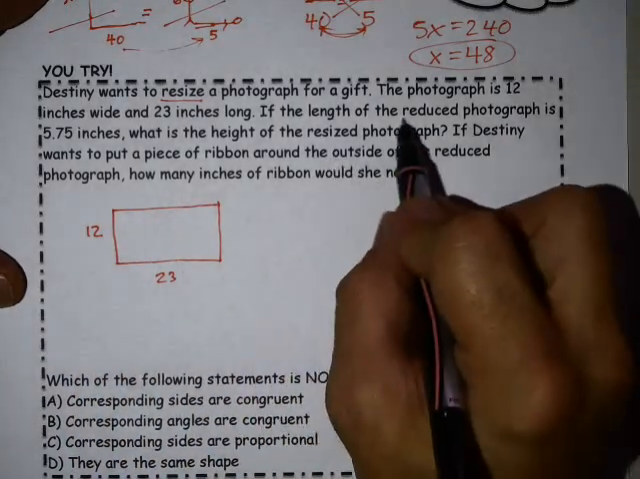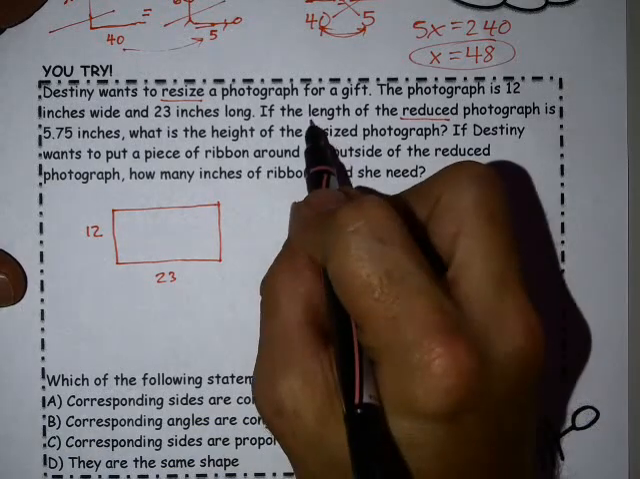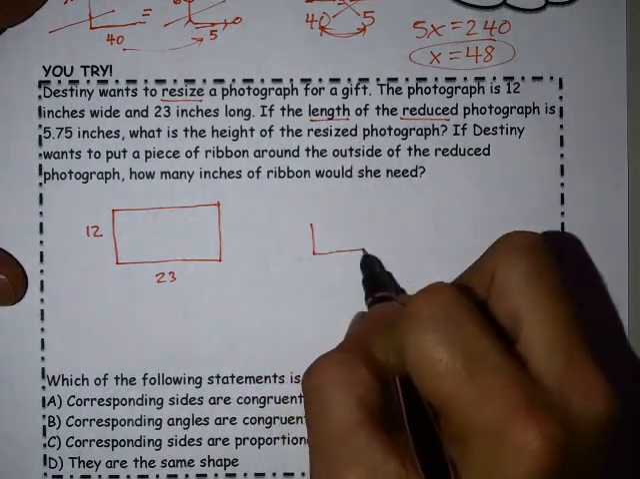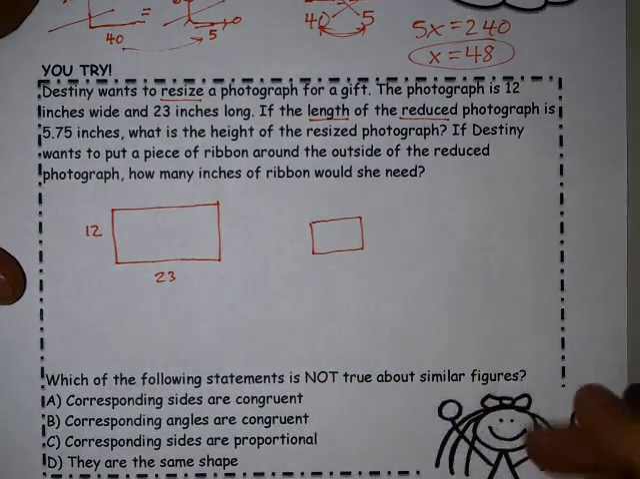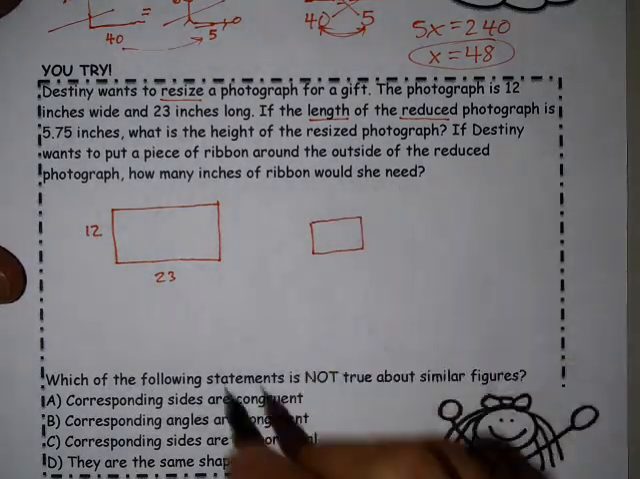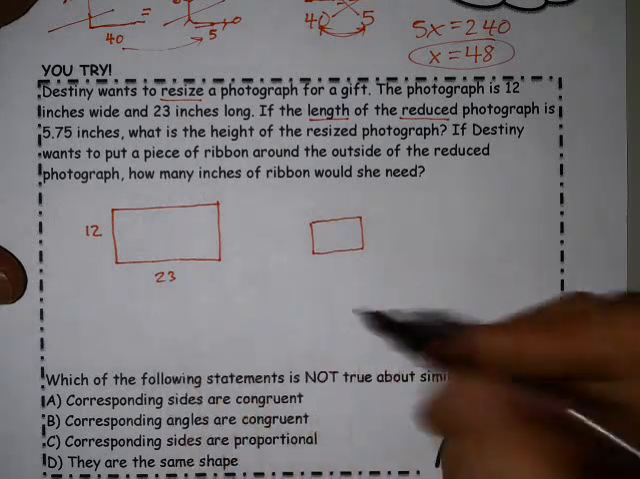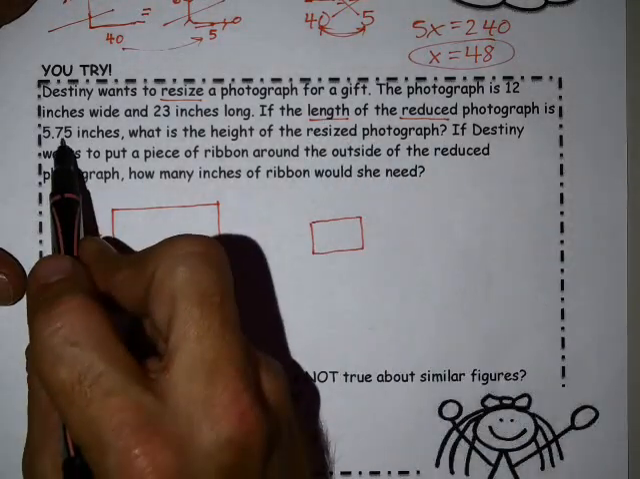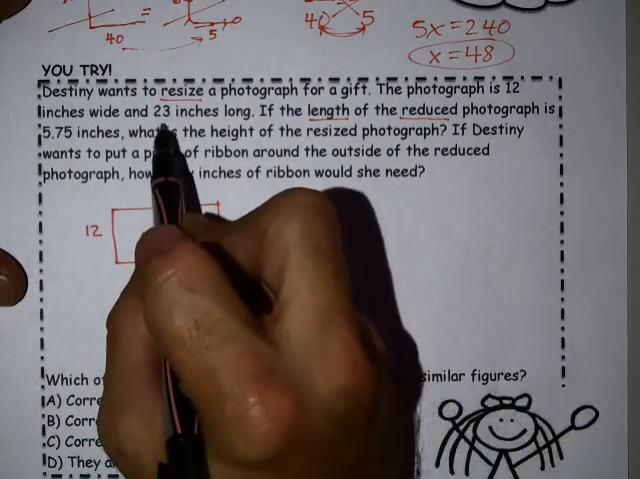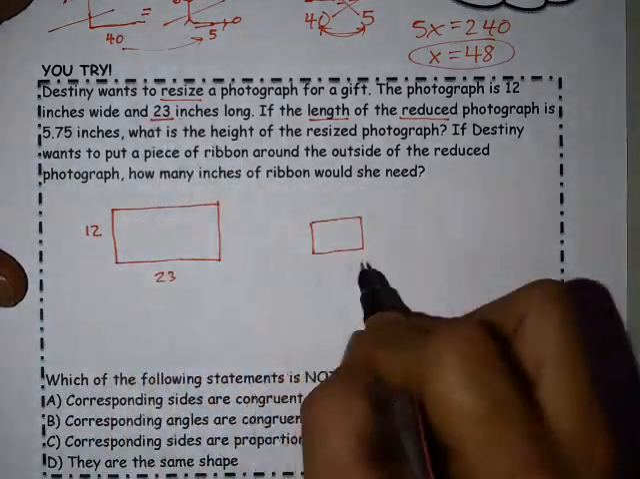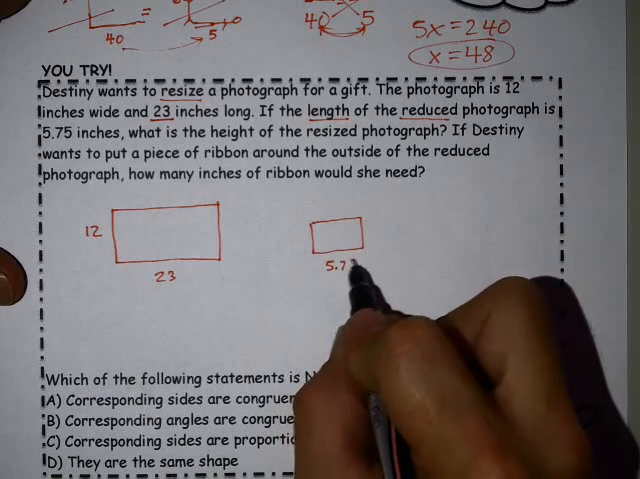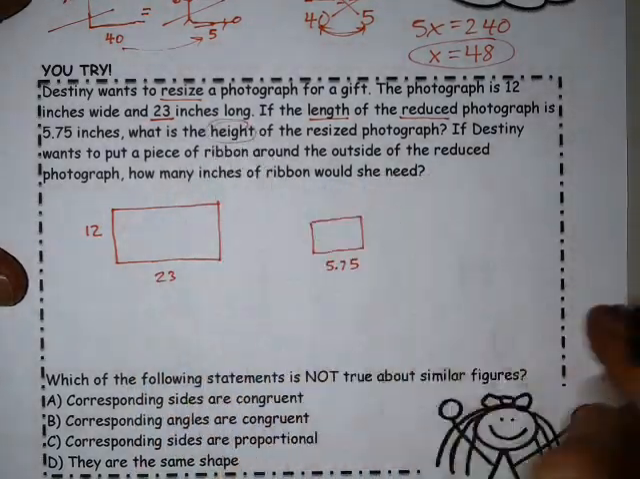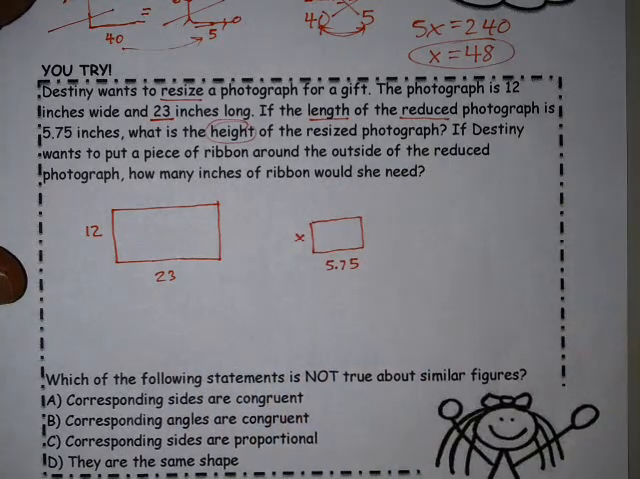If the length is reduced or made smaller, and again it says length, so make sure you're careful with that. And reduced means it's going to be smaller. So even if I don't draw it the same size, I should be able to figure it out just the way it looks when I'm done with this. So if the length is 5.75, well, the length on this one was 23. So that means this is this length right here. What is the height? Well, the height is going to be this one right here.